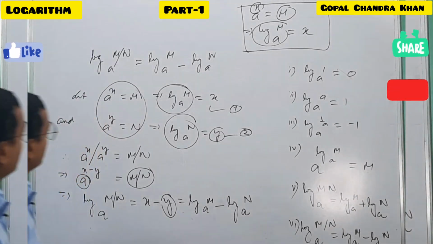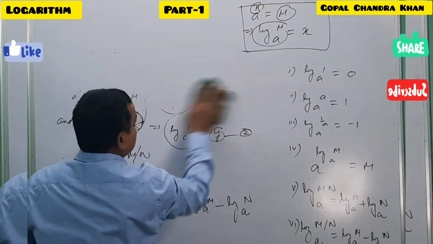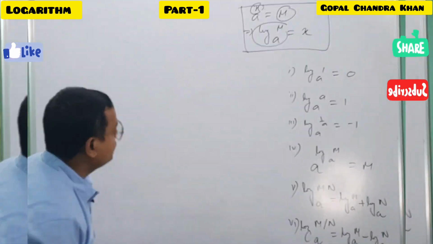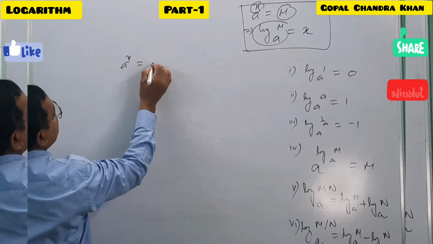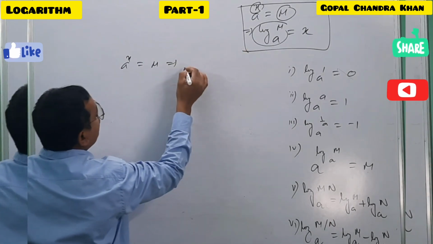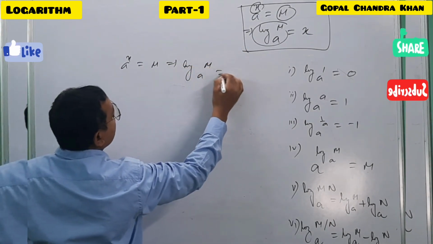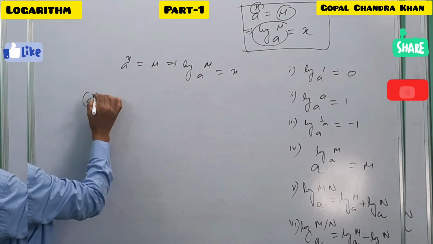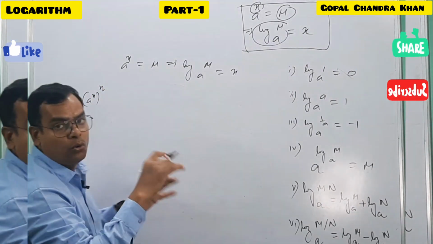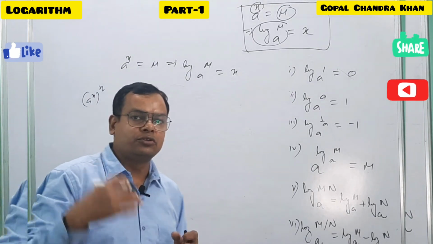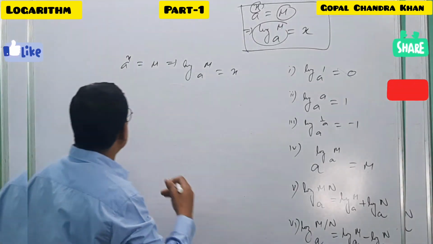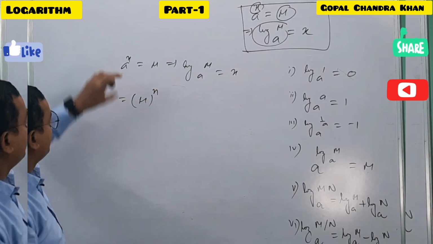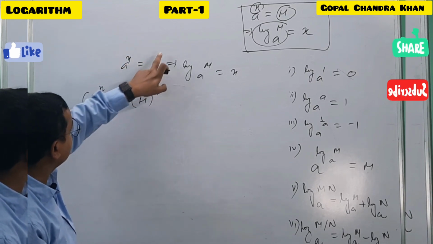Let me show another calculation. Suppose you have the same a to the power x equals m. That means from that formula we got log m base a equals x. My dear, this is the basic thing. Now we are taking a to the power x whole to the power n, like 3 to the power 3 to the power 4 to the power 5. So what are you getting? Of course here also you will get m to the power n. Am I correct? This whole to the power n also will be whole to the power n.